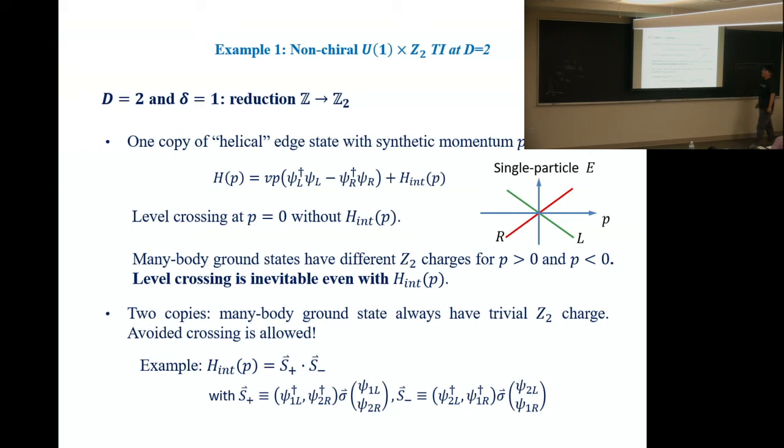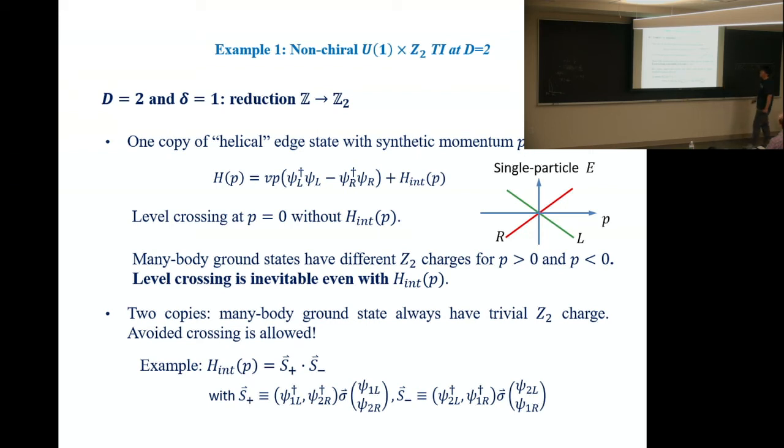The reason it's unavoidable is because when P is greater than 0, this part of the Hamiltonian shows that the left-moving particle will have particle number 1, and the right particle will have particle number 0. On this side, the right particle will have particle number 1 and the left particle will have particle number 0. It means that these two sides will have opposite Z2 charge. This means that by tuning P, there has to be a level crossing.